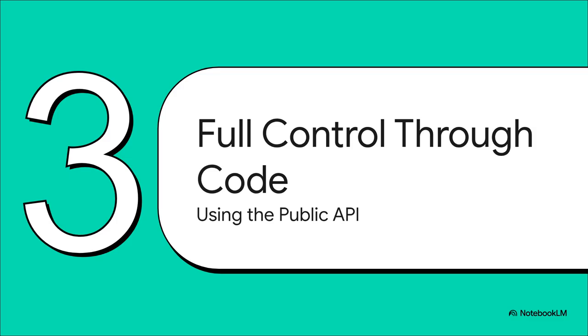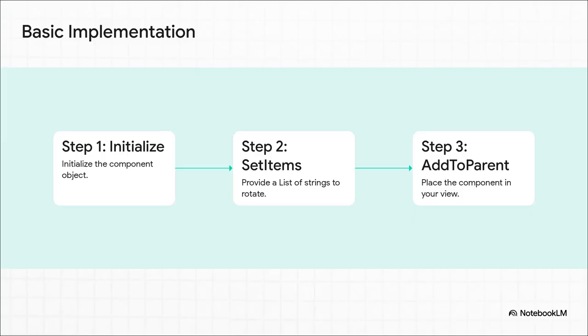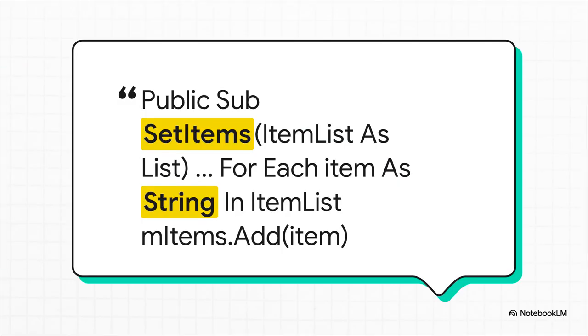Okay, let's switch gears. For all of you who want total control and need things to be dynamic, it's time to talk about code. Using the public API lets you change pretty much anything about this component while your app is actually running. And you know what? Even doing it in code is surprisingly easy. It really just comes down to 3 basic steps. 1, you initialize it. 2, you call setItems and pass it your list of strings. And 3, you use addToParent to stick it in your layout. That's it. Simple. In fact, here's a peek at the actual setItems method right from the source.